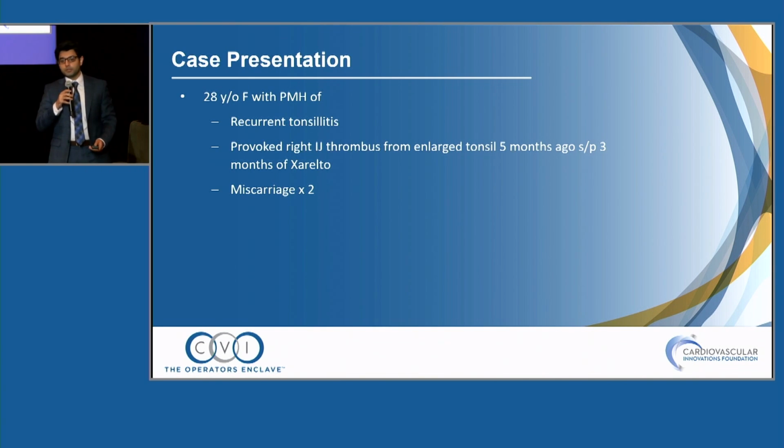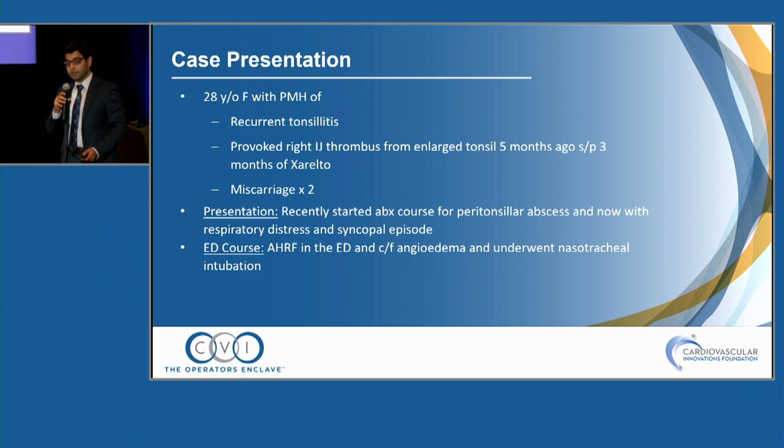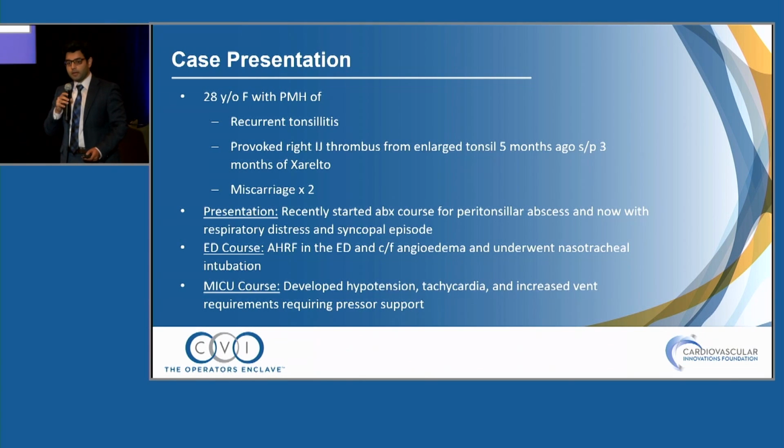And one of these episodes, 5 months before our case, caused her to have a provoked right IJ thrombus, and she was placed on Xarelto for 3 months. She also had a history of 2 miscarriages, and then she presented again with a peritonsillar abscess, but this time with significant respiratory distress and syncope. So in the ED, she was intubated for hypoxia, and then in the MICU, developed hypotension, tachycardia, and increasing ventilator requirements.